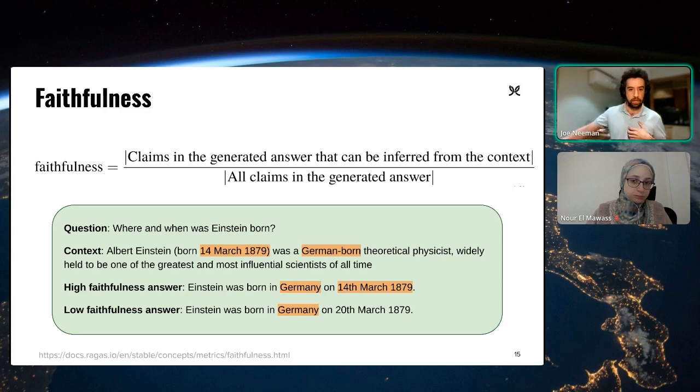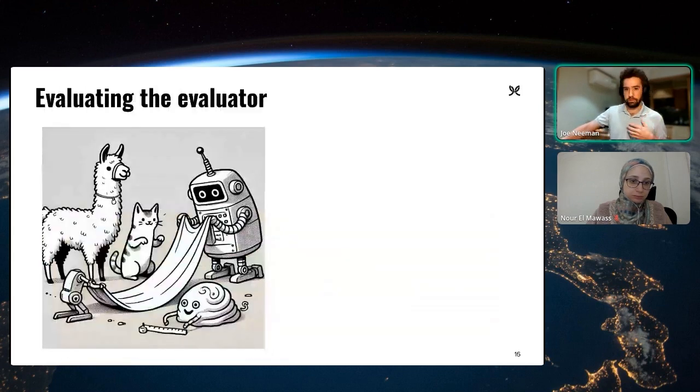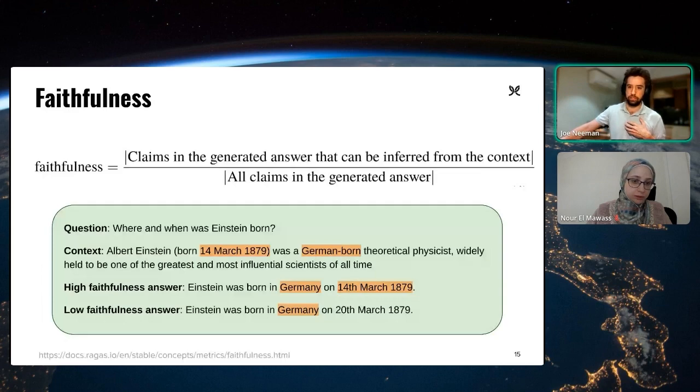Okay, and there's a formula again here, which is that you count the number of claims in the generated answer, and that's the denominator. Then for each one, you say, can it be inferred from the context, yes or no? And then you count those, and the fraction of claims that can be inferred from the context is the faithfulness. Again, the math is easy, but it relies on counting claims, right? Is this a factual claim? And can this factual claim be supported from the context? And for this, we use, again, an LLM to help us do the evaluation.